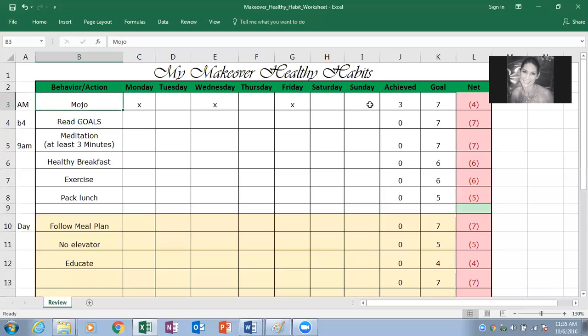You want to start your day with your mojo because this is going to help adjust your pH in your blood. It helps with your blood pressure. There are so many benefits of doing this first thing in the morning. So the mojo, you've got to read your goals.